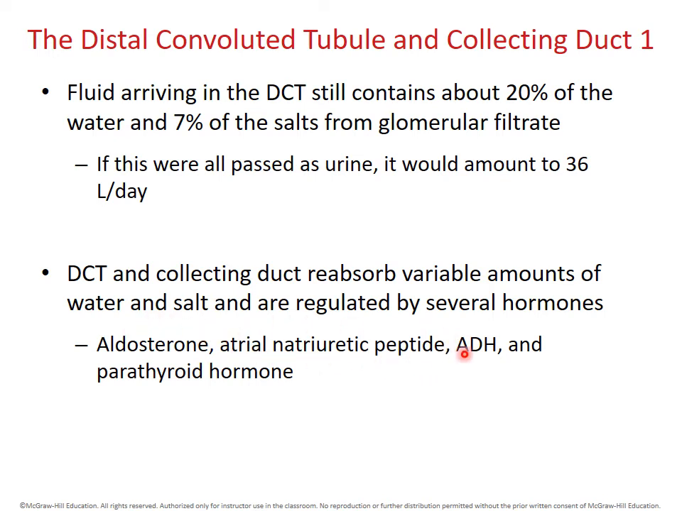Atrial natriuretic peptide, we know from prior discussion, affects sodium reabsorption in the opposite way that aldosterone does, and then indirectly water reabsorption. Antidiuretic hormone affects water reabsorption. And one that we haven't talked too much about, we kind of hinted at in A&P 1, parathyroid hormone, which affects calcium levels in the blood, is going to have an effect on calcium reabsorption here at the distal convoluted tubule and collecting duct. So we've got a lot of variable activities going on in these two regions, and so we want to take a look at what's happening here.